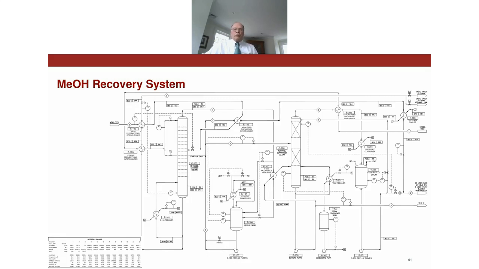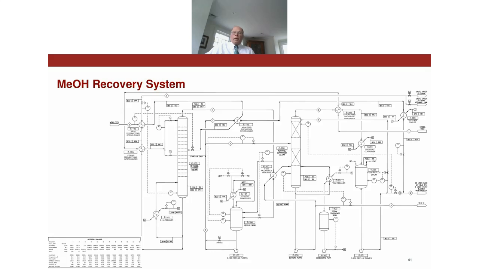So this process is rather unique in that we basically halved the energy consumption of a one column process. So what we ended up doing was we built a stripping column that operated at about 50 psig, and we used the vapors of that column to reboil the second column.